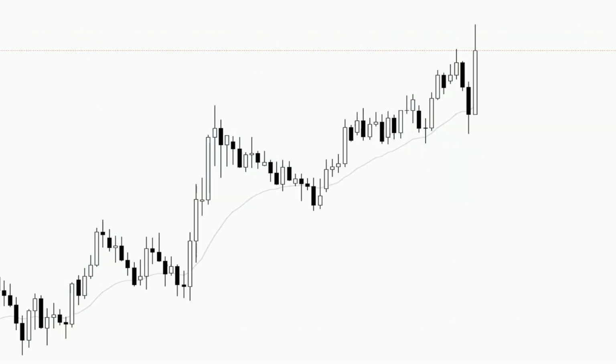Another common pullback pattern is the flag pattern or channel pattern. Why is it called a flag? Because it resembles a flag, with the previous rally being the flagpole and the subsequent consolidation forming the flag.